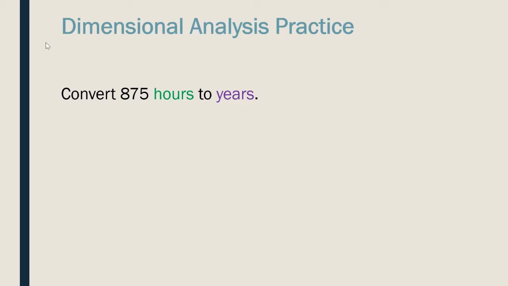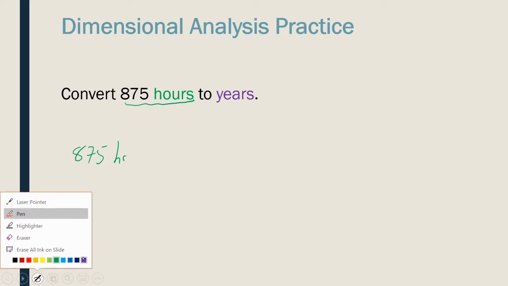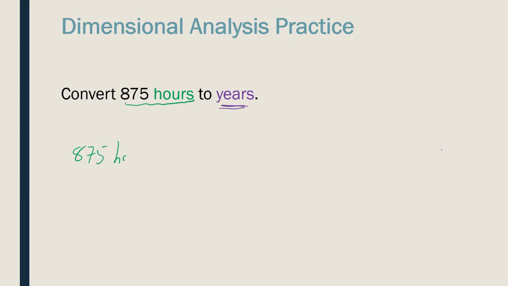All right, so let's do some of this dimensional analysis where we have more than one thing to cancel. Here we're asked to convert 875 hours. So that's where we're going to start, the 875 hours. And we have to go all the way to years. That's our answer.